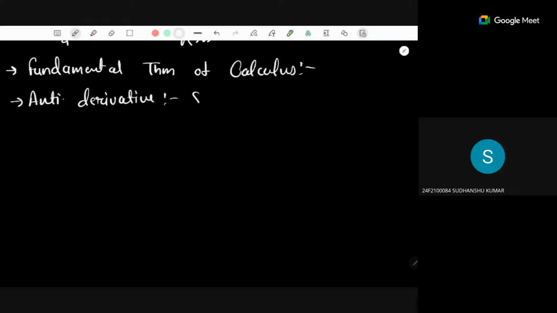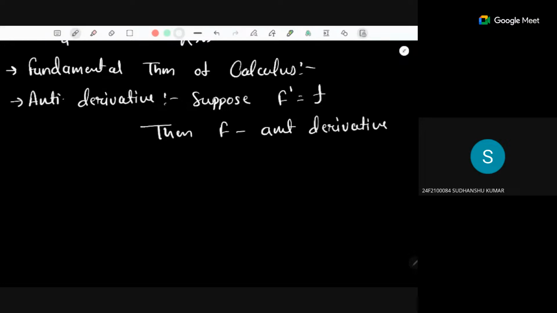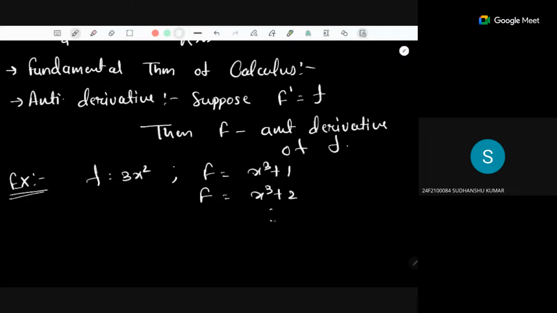So suppose that capital F dash is equal to small f, right? Then this capital F is known to be the antiderivative of the small f function. For example, if you take small f as 3x square, then this capital F can be x cube plus 1, or x cube plus 2, and so on, right? Because if you take F dash, you'll get 3x square back, which is our small f. So it's obvious that the antiderivative is not a unique thing.